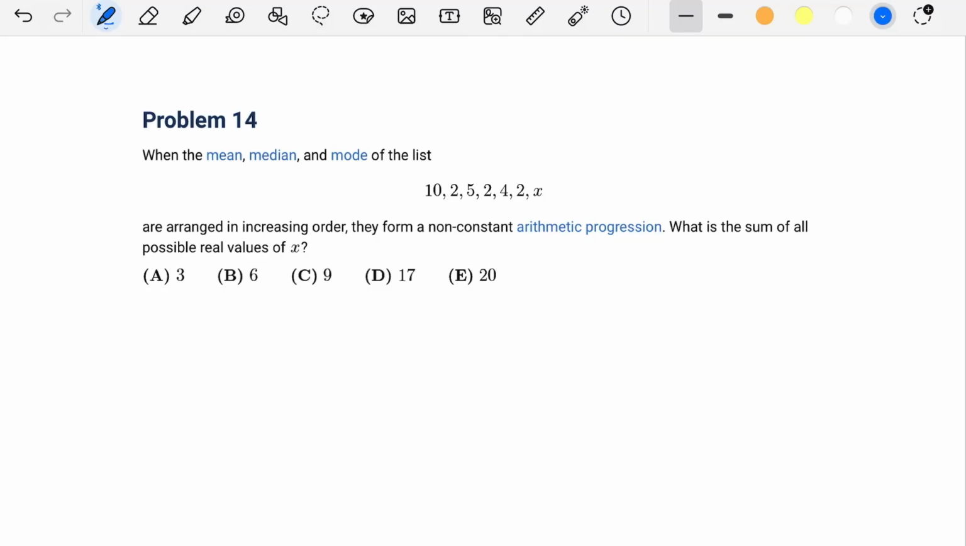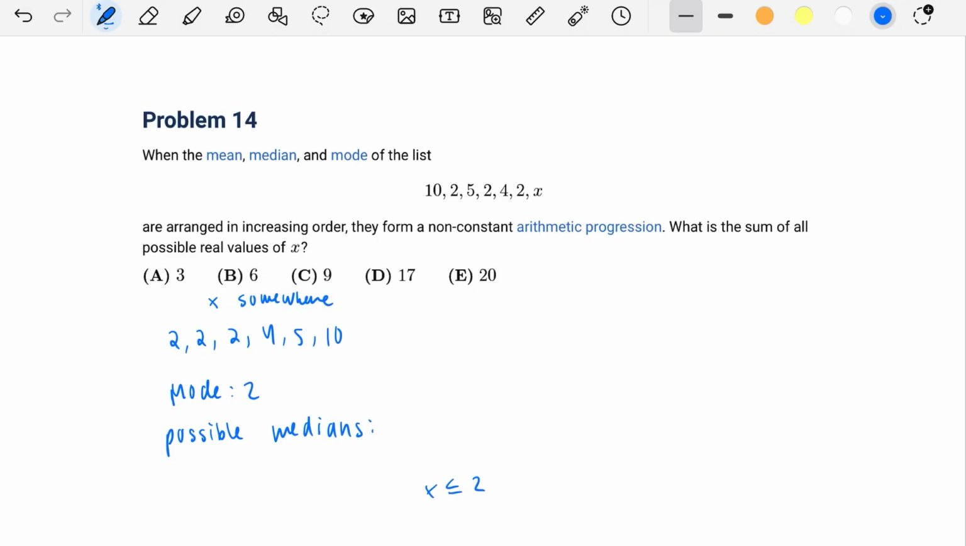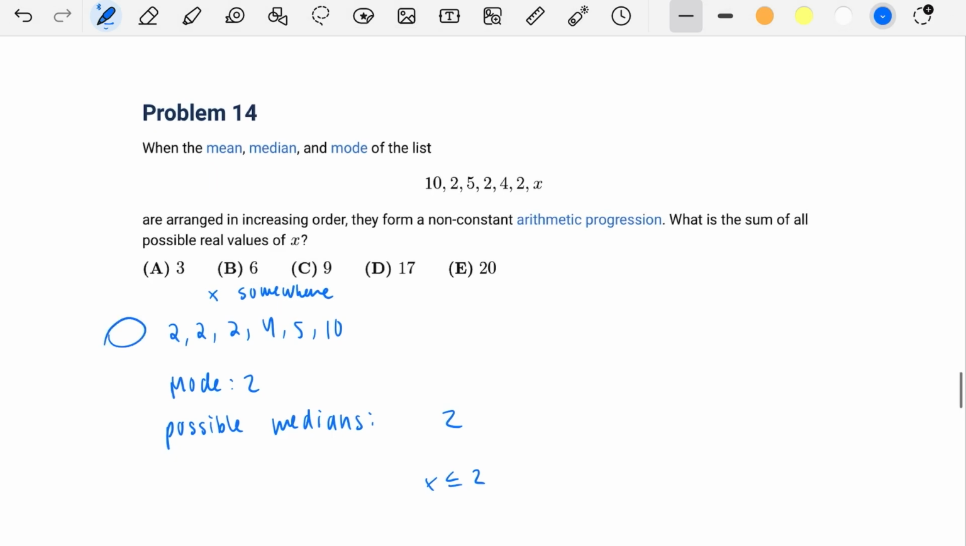First, we can put these numbers in order. So we'll write 2, 2, 2, 4, 5, 10, and x is somewhere in this list. We don't know where. Clearly, the mode is 2 because we already have three 2's, and no value of x is going to give us a new mode. So the mode is 2. Now, if we consider the possible median values, if x is less than or equal to 2, then the median is going to be 2. Because if x is over here, then clearly this is the median.